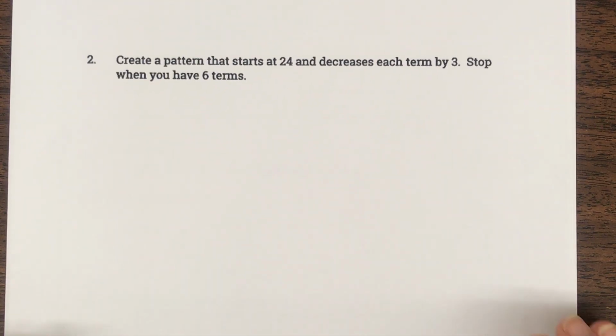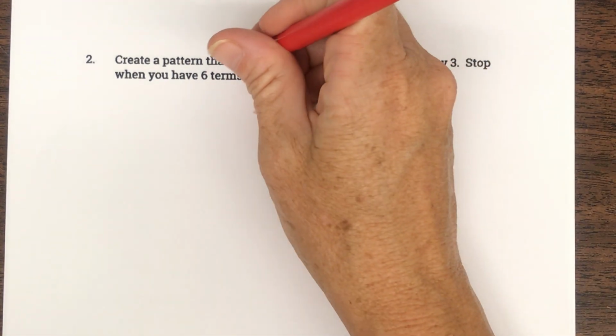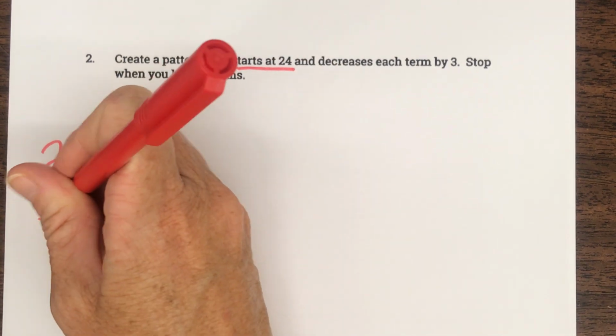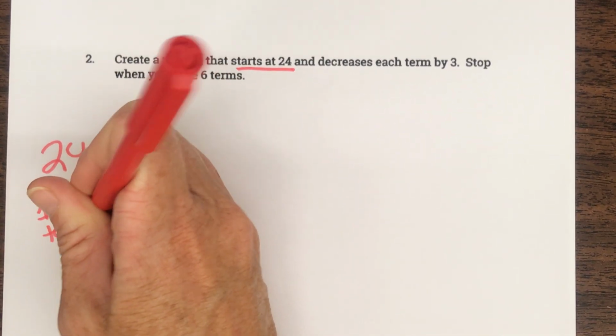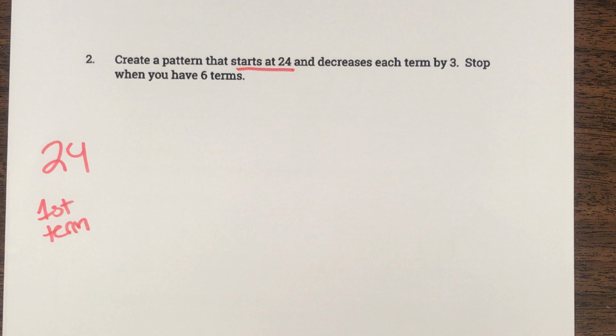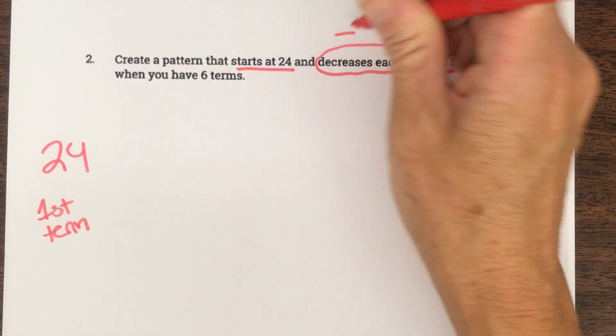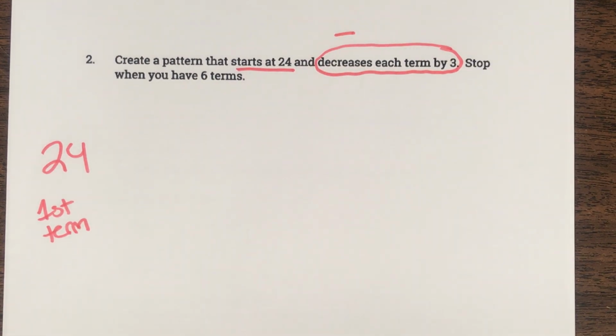Okay, I'm going to follow my steps again. Create a pattern that starts at 24 and decreases each term by 3. Stop when you have 6 terms. Okay, so I'm going to underline my starting number. They want me to start it at 24, so that's my first number. That's going to be my first term is my starting number. Okay, then what's my rule? Decreases each term by 3. Decreases means subtract.